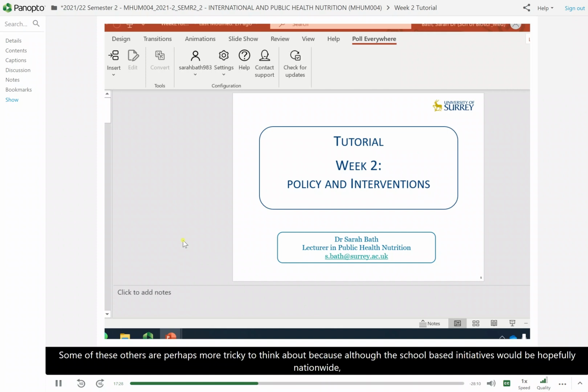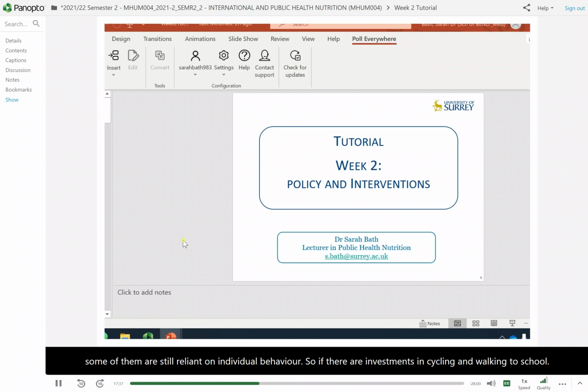Some of these others are perhaps more tricky to think about, because although the school-based initiatives would hopefully be nationwide, some of them are still reliant on individual behaviour. So if there are investments in cycling and walking to school, that still relies on individual behaviour change and taking up that initiative. So we would say these are more midstream. So it's not as black and white as it might first seem, but there is still an element of individual action required. Does that make sense?